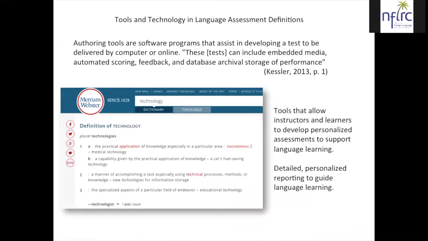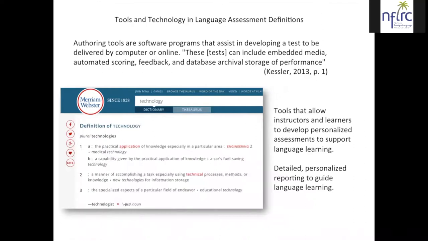There we go. So I want to start off with some definitions, tools and technology. Those can be defined rather broadly, or they can be defined in our context. If we take a look at how Greg Kessler defines authoring tools, these are software programs that assist in developing a test to be delivered by a computer or online, and they can include embedded media, automated scoring, feedback, and also archiving data of performance.